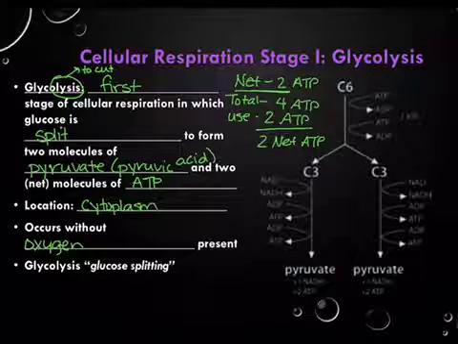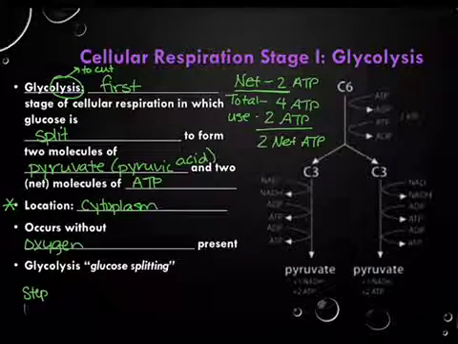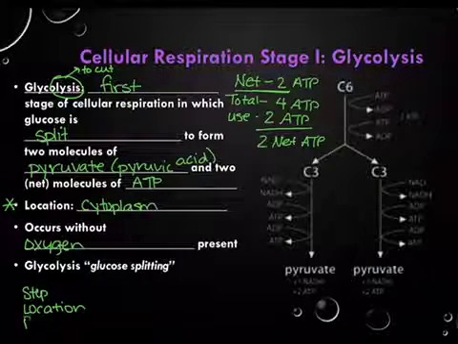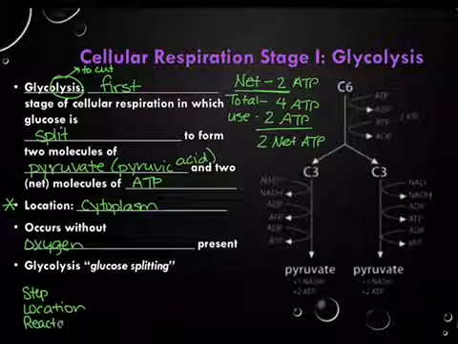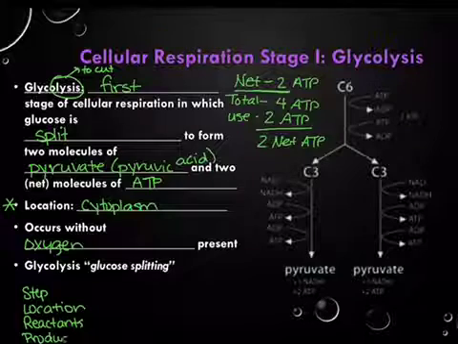So a couple important things as we go through these notes is that, one, you need to know the steps, and you need to know which order. So we know glycolysis is first, Krebs cycle is second, and the electron transport is third. And you need to know their location and what happens. So you need to know the step. You need to know the location of that step. And you need to know the reactants and products of each of these steps.